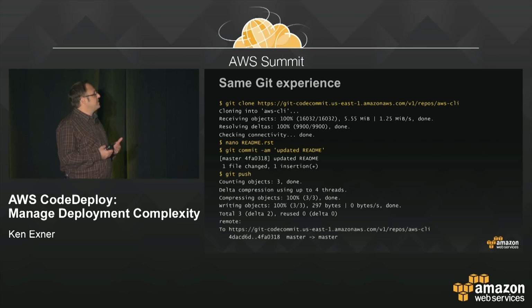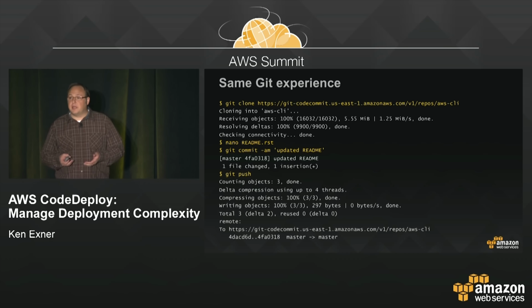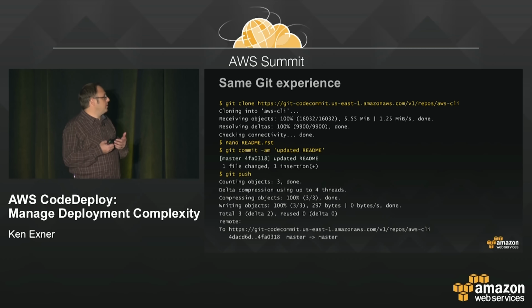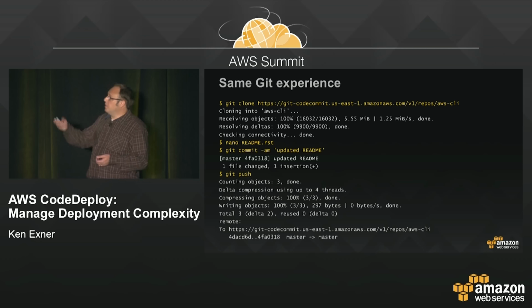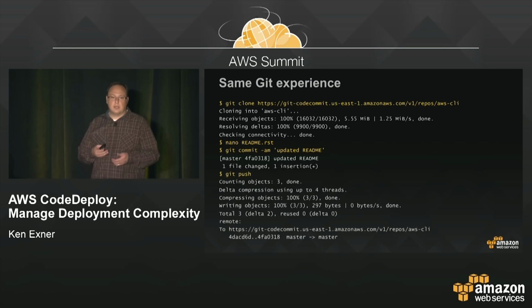And it is the exact same Git experience. So all the operations that you would normally use with Git, git clone, git commit, git push, they all work the same way. The only thing that's different is you're pointing at an endpoint in AWS. Otherwise, it is the exact same experience. And all the other Git-based tools, like Gerrit and other Git tools, will work on top of this.